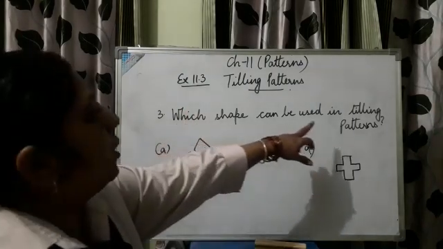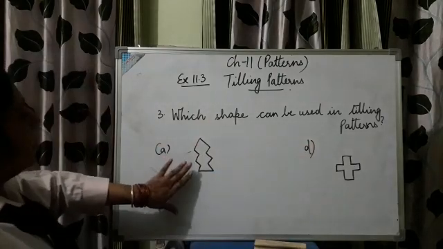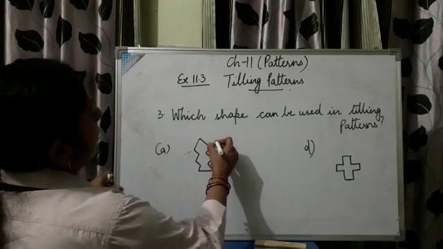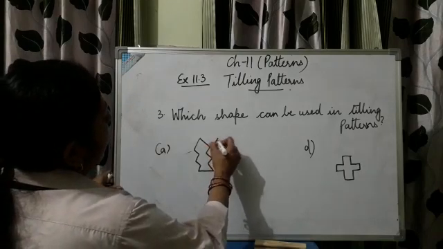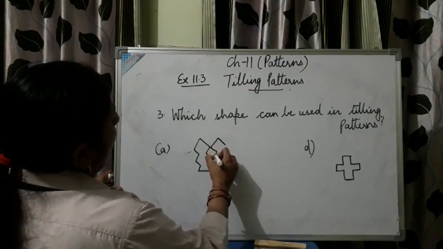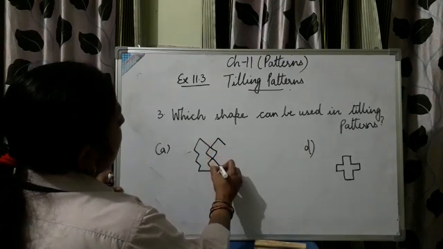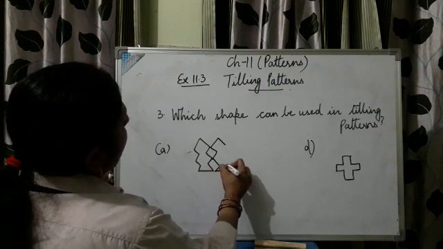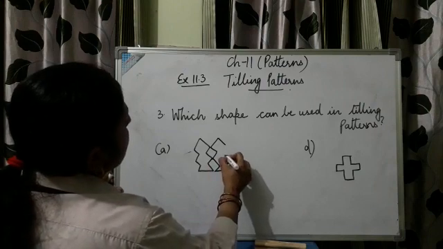Now coming to the question number 3, last question of this exercise 11.3. Which shape can be used in tiling patterns? Now here I am doing A and D part. First we will take the A part. Now if you see, if I make another same type of figure along with this, it does not resemble a pattern. Look, this is different in between. They are not the same.